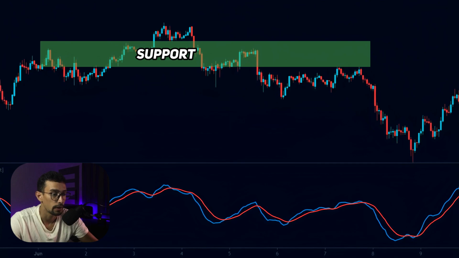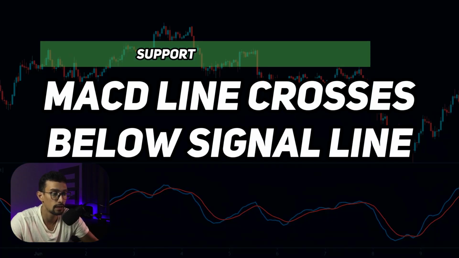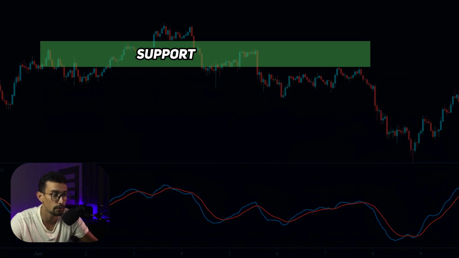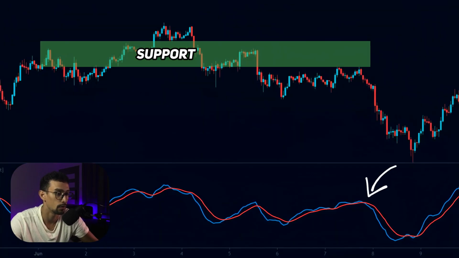So here we see that the price broke this support level. Hence now we expect the price to find resistance at this level. When the price arrives near this level, we will wait for the MACD to give us a bearish crossover. That is, the MACD line should cross below the signal line. Here is our crossover, hence we can sell here.